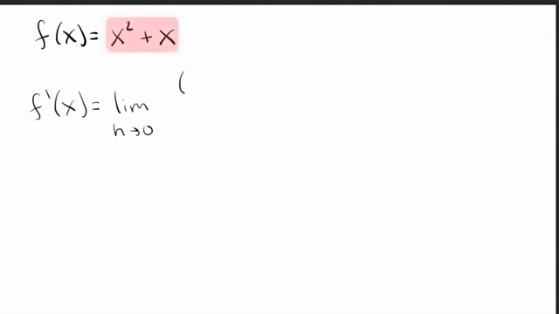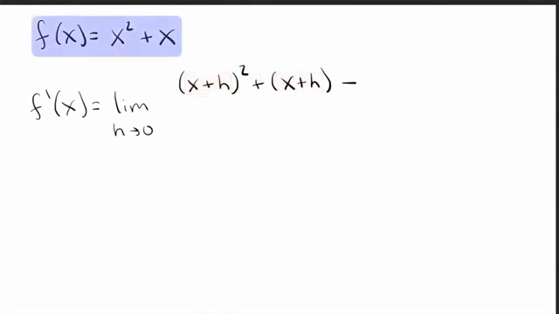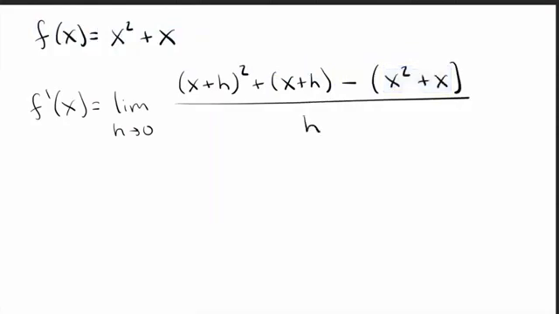So I take my equation, I change any x's to be x plus h's. So that's what f of x plus h looks like, minus f of x. Again, if you put things in parentheses, you're less likely to make mistakes. And I leave my h on bottom. So again here, what we want is to start simplifying and collecting like terms.